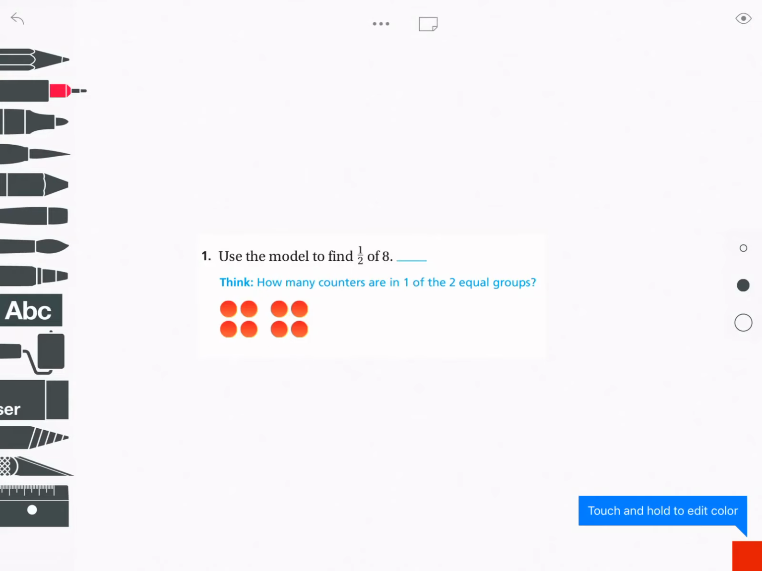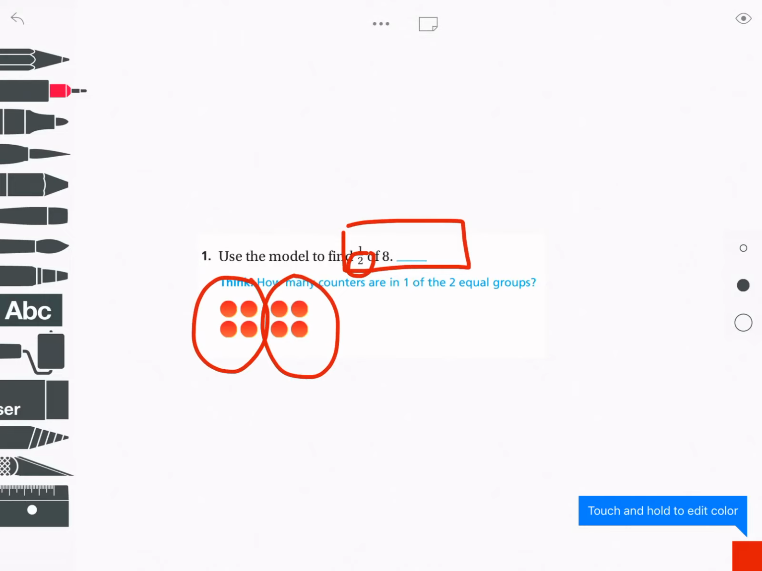And what we're doing is we're using a model and finding a fraction of a whole number. So in this case, we're trying to find what is half of 8. So they modeled for us here with 8 counters, and what we need to do is split the 8 counters in half and then figure out how many counters are in each half. Well, I know when the denominator is 2, that's halves, and that means there are 2 equal parts. So I'm going to take my 8 and put them into 2 equal parts, or 2 equal groups.